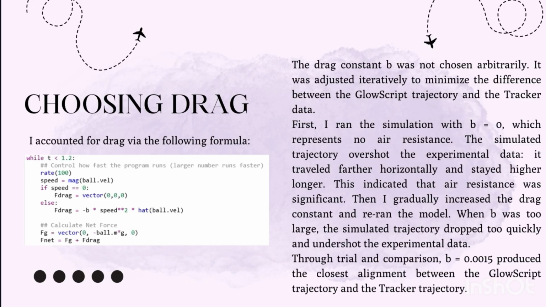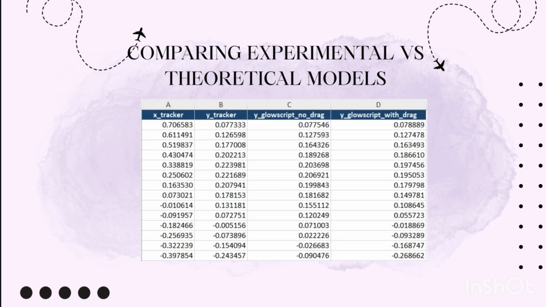So when we used b equal to 0, there was no air resistance, and the simulated trajectory overshot the experimental data, so it traveled farther horizontally and stayed higher longer. So then I gradually increased the drag constant and reran the model until it got too high, so then it would drop too quickly. So through trial and comparison, b equal to 0.0015 produced the closest alignment between the CloseScript trajectory and the Tracker trajectory.